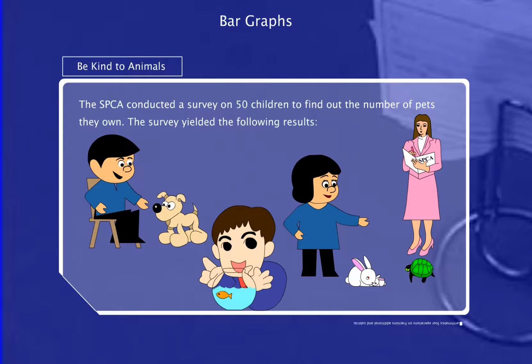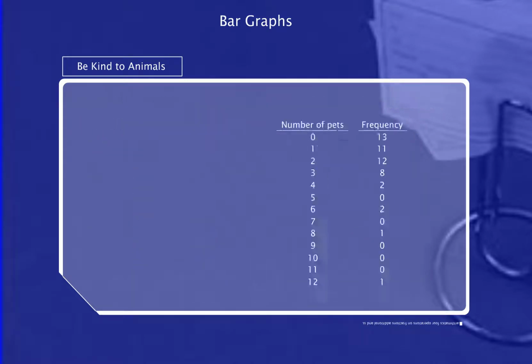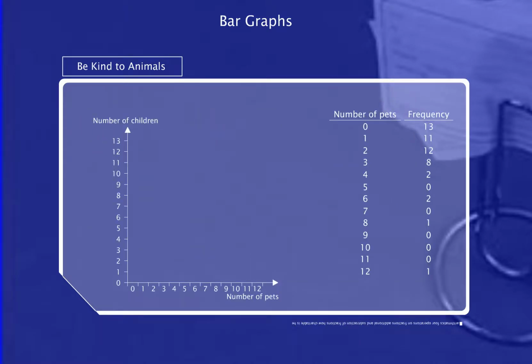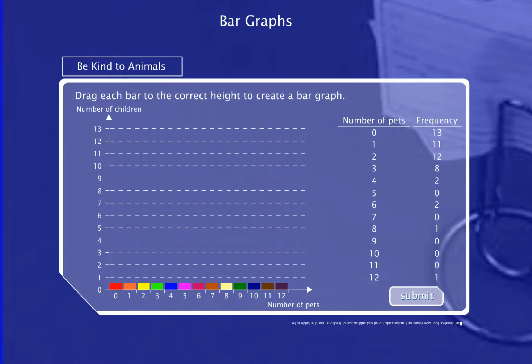The SPCA conducted a survey on 50 children to find out the number of pets they owned. The survey yielded the following results. The results are represented in a bar chart. In this bar chart, the vertical axis shows the number of children and the horizontal axis shows the number of pets the children own. Drag each bar to the correct height to create a bar graph.